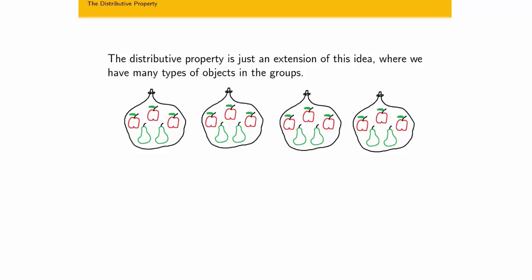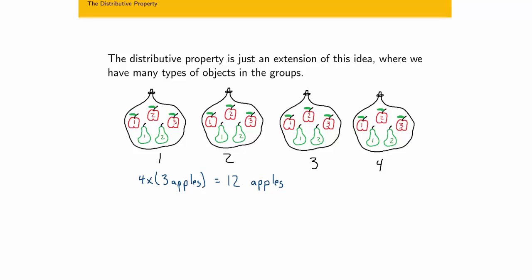The distributive property is just an extension of this idea, where we have many types of objects in the groups. In this picture, we have 4 bags that each contain 3 apples and 2 pears. How many of each type of fruit do we have? It makes sense to count the fruits separately. Let's start with the apples. We have 4 groups of 3 apples, which means we have 4 times 3 apples, or 12 apples.